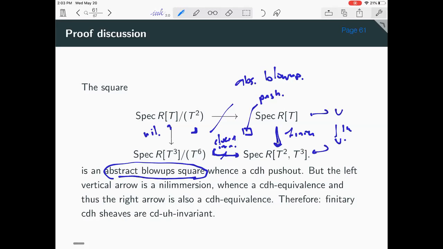Okay, but now the vertical arrow is a nil immersion. And one of the things about the CDH topology is that sheaves are nil invariant. So therefore, the right arrow is also a CDH equivalence, right? This is a nil immersion, as you can see from looking at these numbers, and this is a CDH equivalence. So therefore, finitary CDH sheaves are CDUH invariant. So if you only care about completely decomposed universal homeomorphisms, you can just try to prove that something is a CDH sheaf.